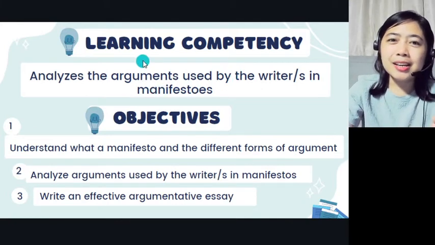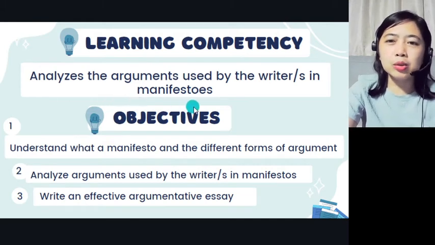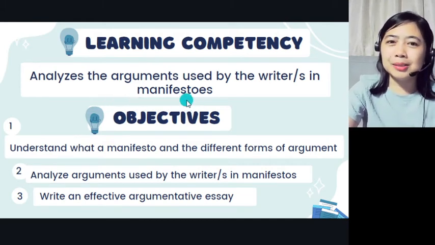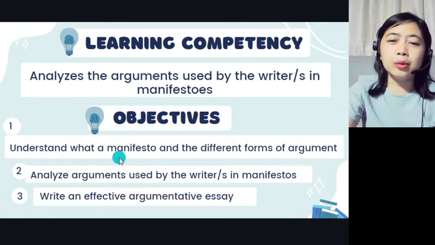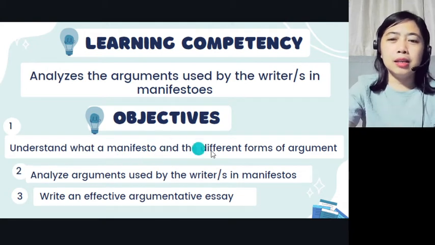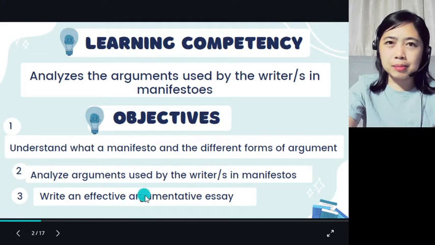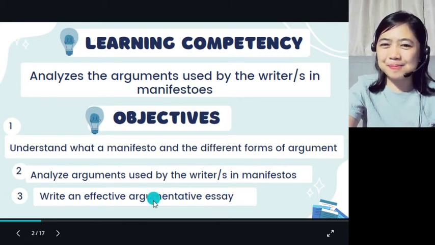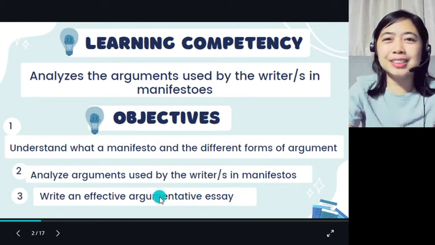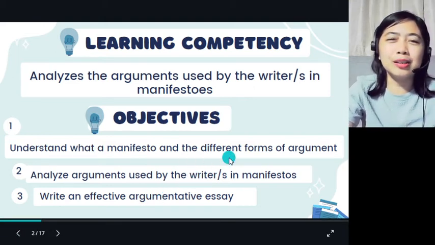For the learning competency, we have: analyzes the arguments used by the writers in manifestos. Objectives for this lesson: number one, understand what a manifesto is and the different forms of argument. Second, analyze arguments used by the writers in manifestos, and also write an effective argumentative essay. This sounds interesting, though somewhat challenging too, but I know for sure you can all do it.